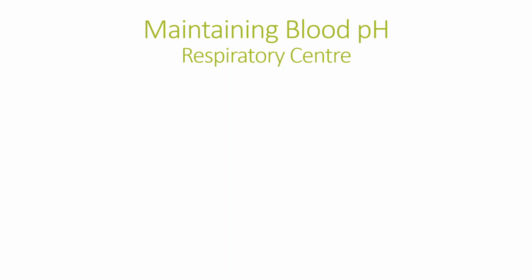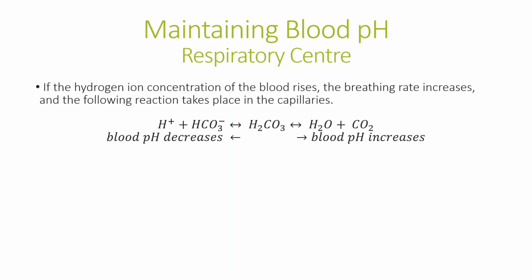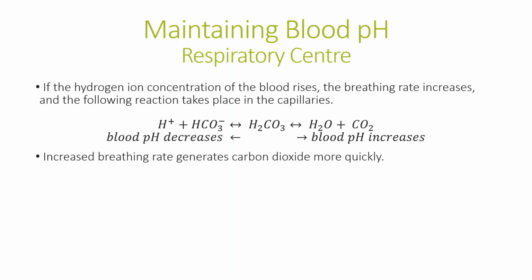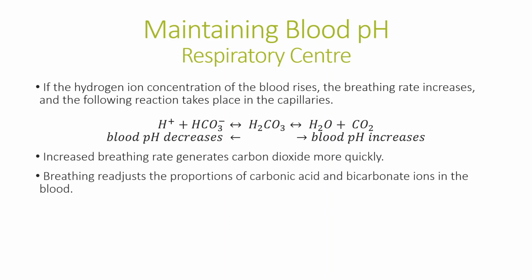When the hydrogen ion concentration of the blood rises, the respiratory center in the medulla increases the breathing rate. Increasing the breathing rate rids the body of hydrogen ions because the following reaction takes place in the capillaries within the blood. An increased breathing rate pulls the reaction to the right to generate CO2 more quickly. When carbon dioxide is exhaled, the number of hydrogen ions is reduced. It's important to have the correct proportion of carbonic acid and bicarbonate ions in the blood. Breathing readjusts this proportion so that this particular acid-base buffer system can continue to absorb both hydrogen ions and hydroxide ions as needed.